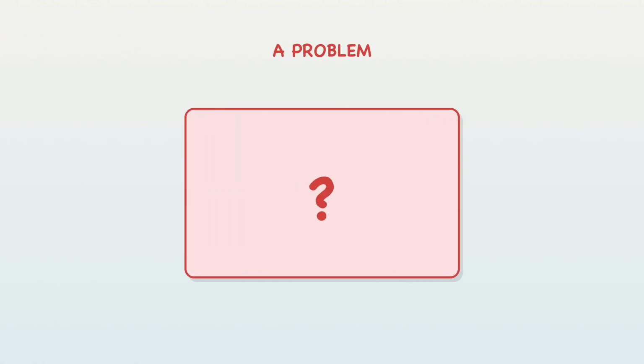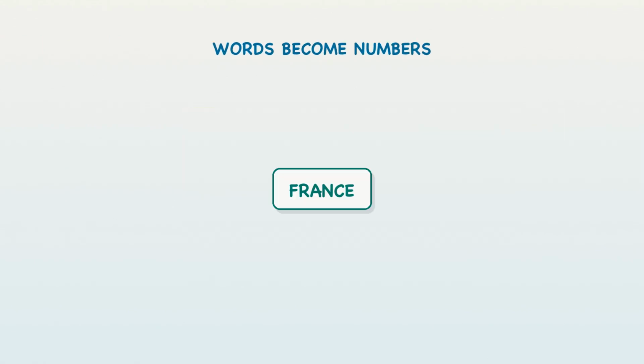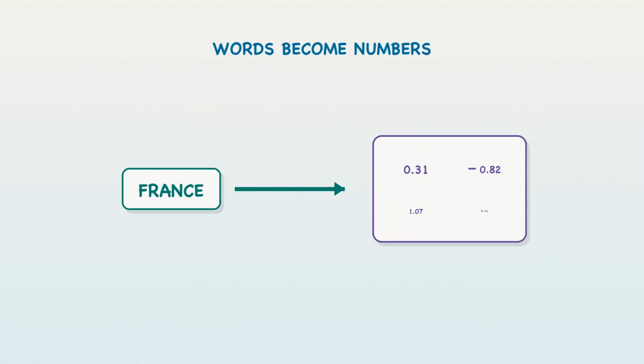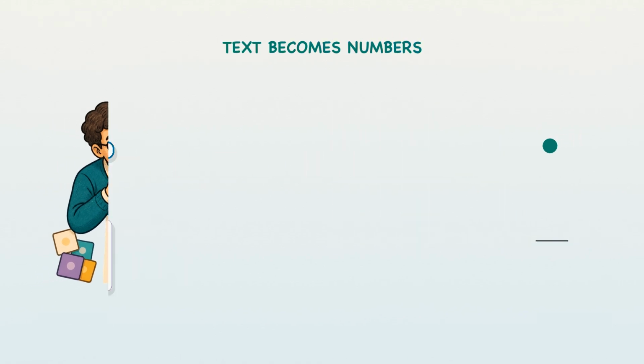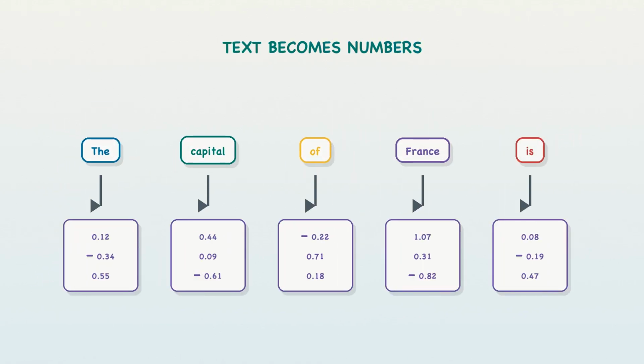But there is still a problem. A neural network cannot directly work with words. It works with numbers. So every token is converted into a numerical representation called an embedding. You can think of an embedding as a collection of numbers describing that token in a mathematical space. Now the model has turned your sentence from text into numbers.